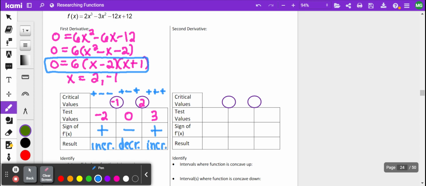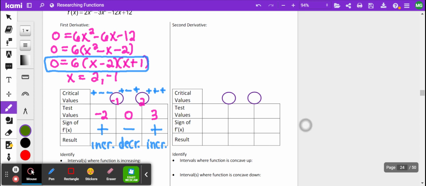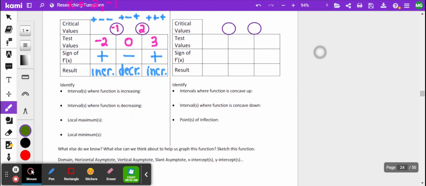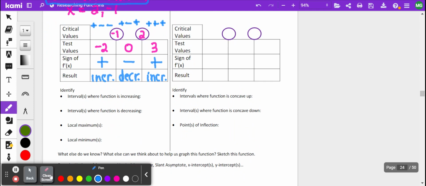Okay, so let's scroll down a little bit more, and so we can identify where the function is increasing. It is increasing from -infinity to -1, union from 2 to infinity. It is decreasing only between -1 and 2. Sorry about that.